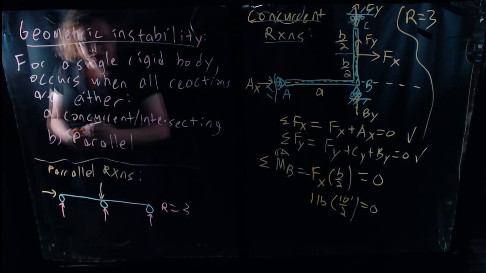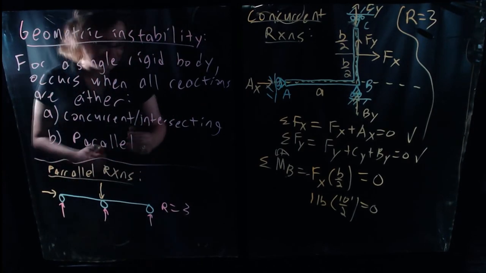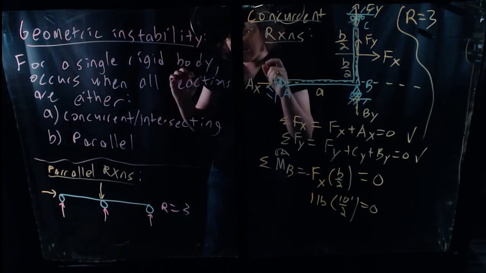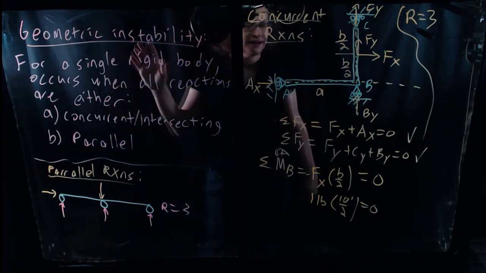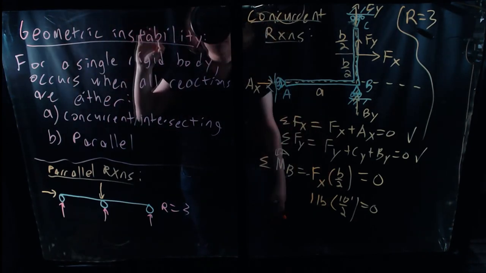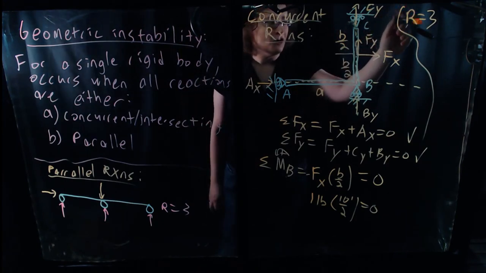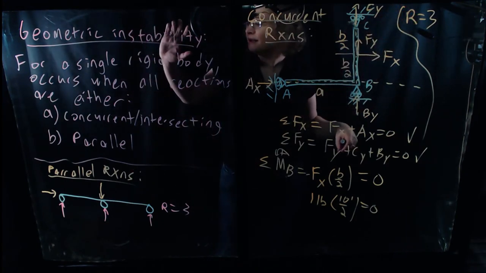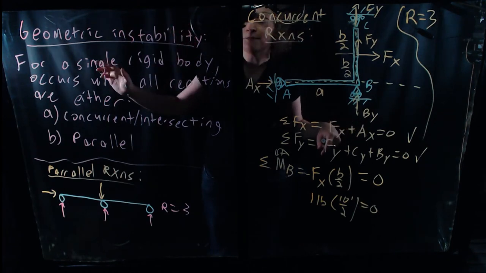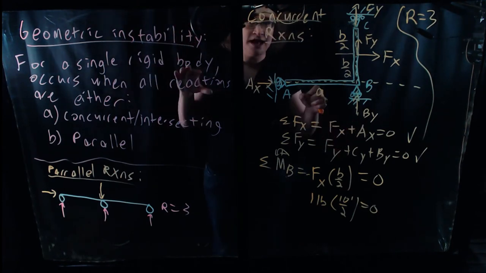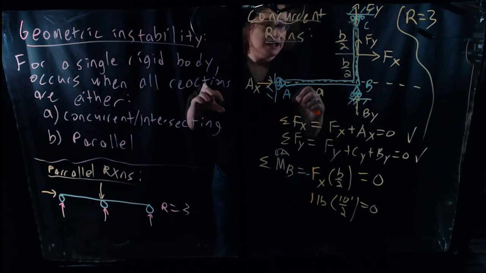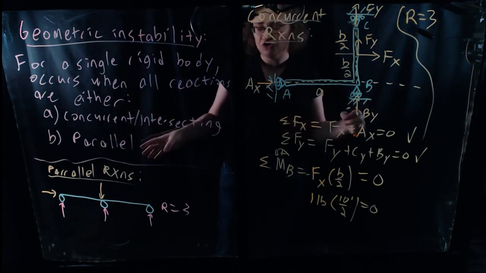This is geometrically unstable because of parallel reactions. So again, for a single rigid body, if you follow the equations we looked at previously, the inequalities: if R is less than 3, you'll have unstable but determinate. R equal to 3, you'll have stable and determinate. And if R is greater than 3, you'll have indeterminate but stable.